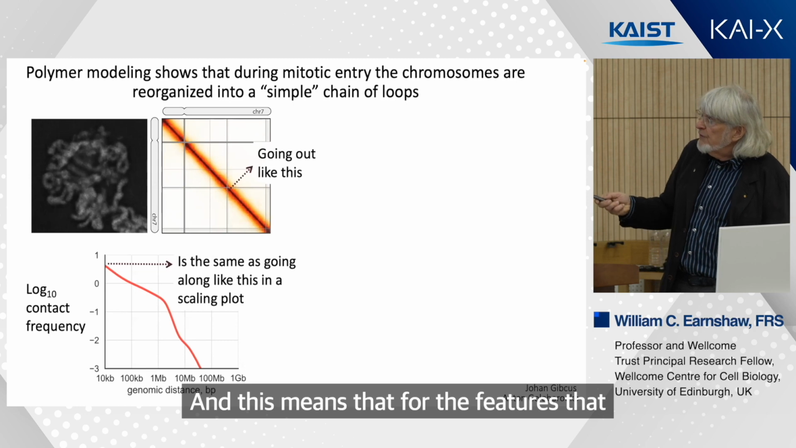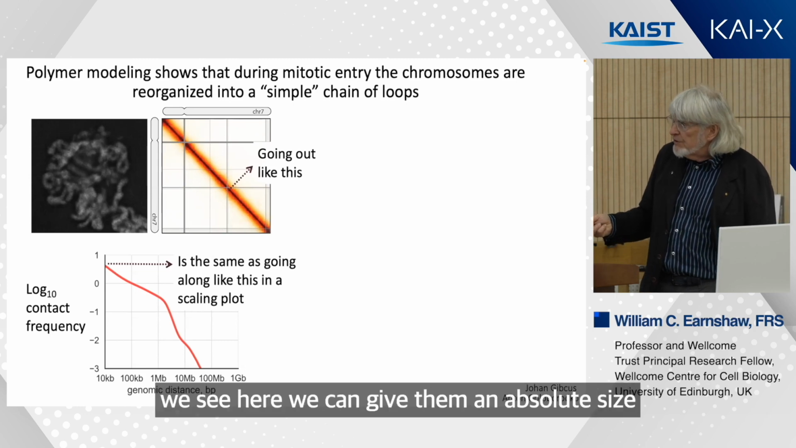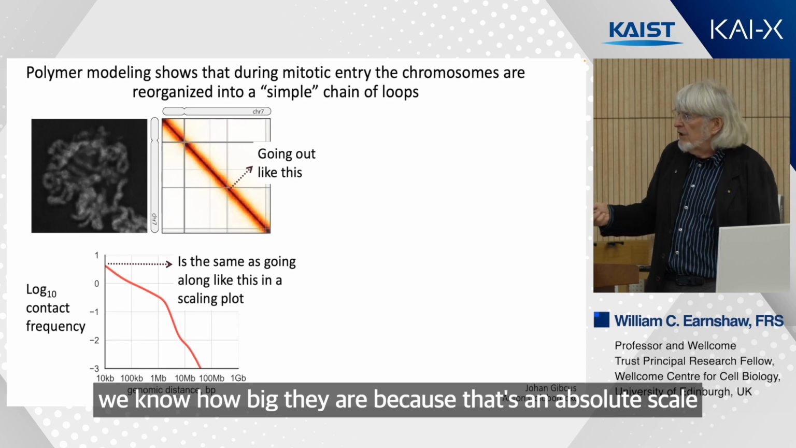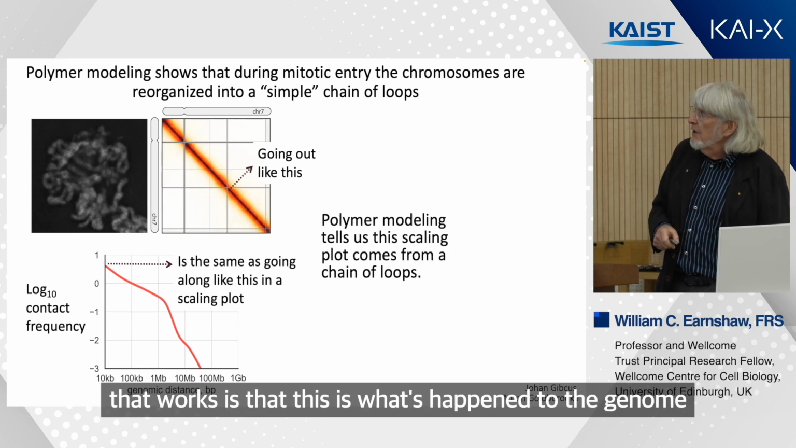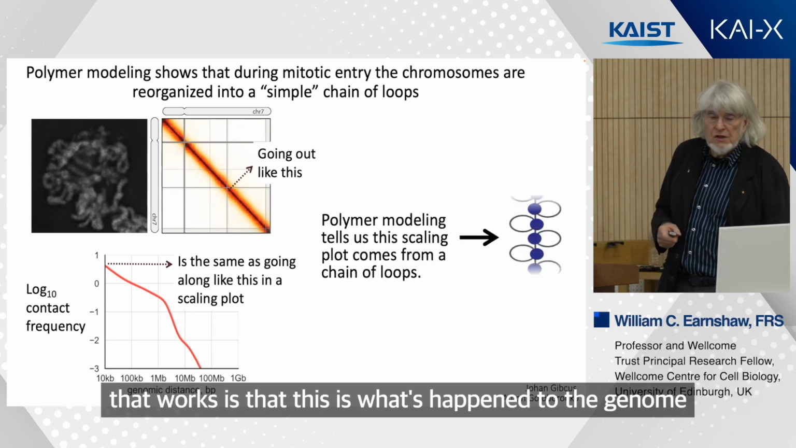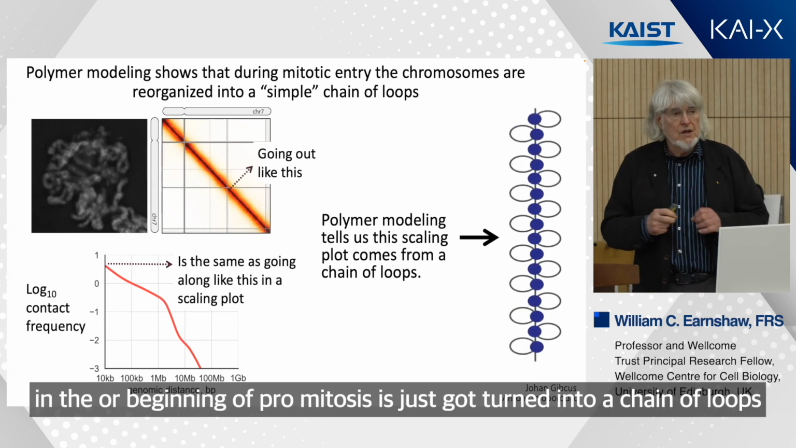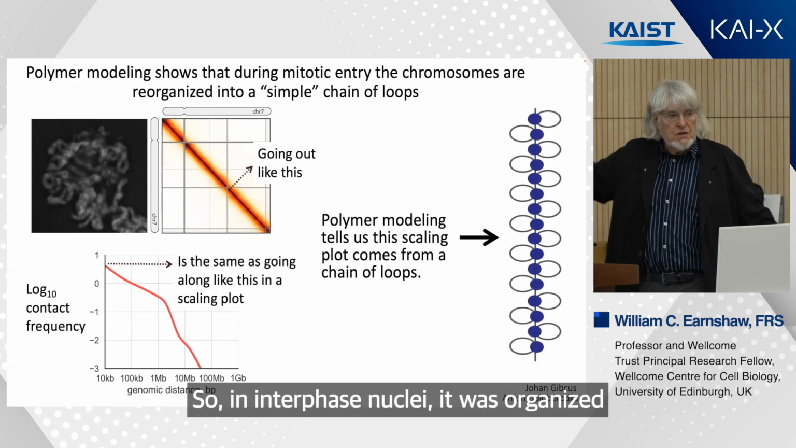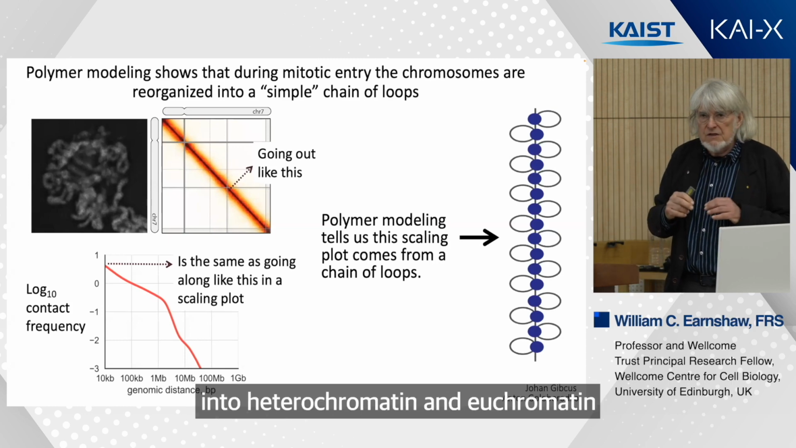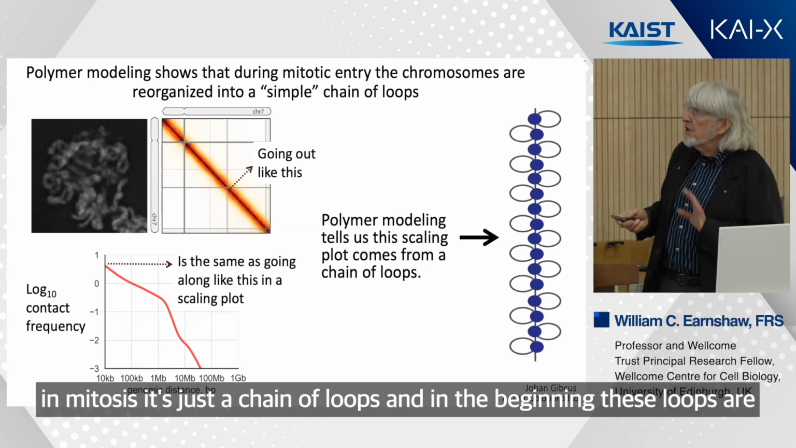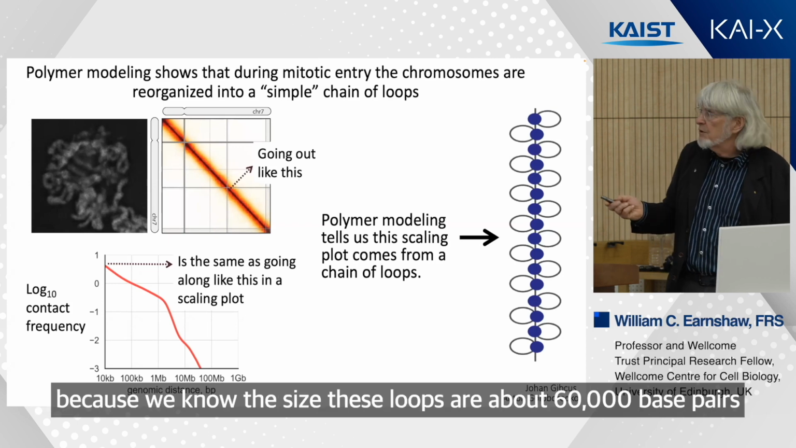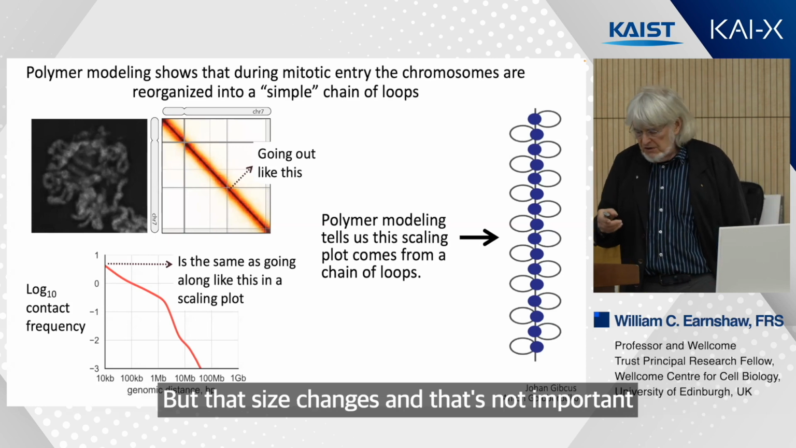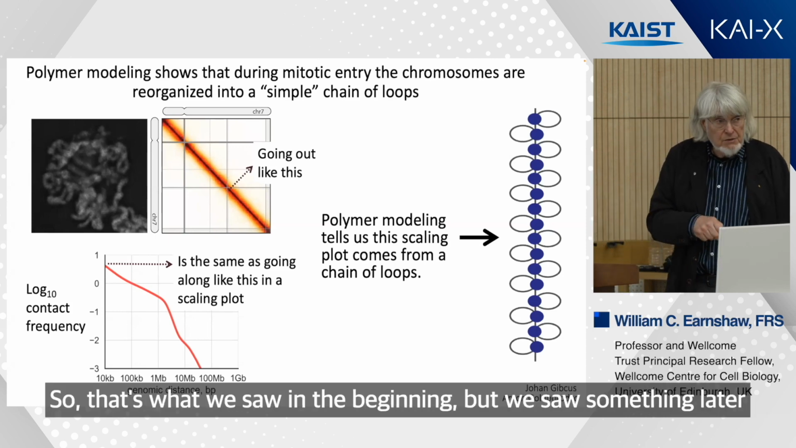And this means that for the features that we see here, we can give them an absolute size. We know how big they are because that's an absolute scale. And the only interpretation, the polymer interpretation of this structure that works, is that what's happened to the genome in the beginning of mitosis is it just got turned into a chain of loops. So in the interphase nucleus, it was organized into heterochromatin and euchromatin. In mitosis, it's just a chain of loops. And in the beginning, because we know the size, these loops are about 60,000 base pairs. But that size changes, and that's not important. Okay, so that's what we saw in the beginning.